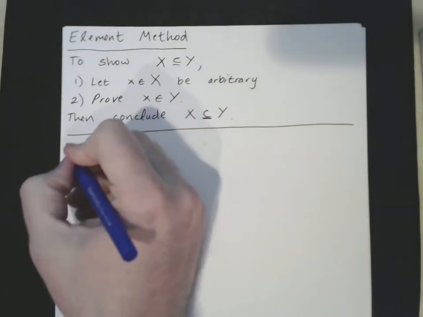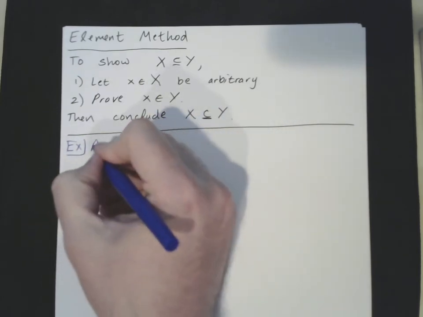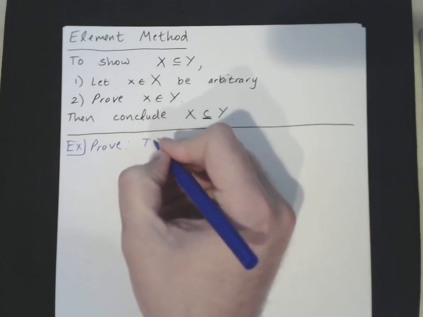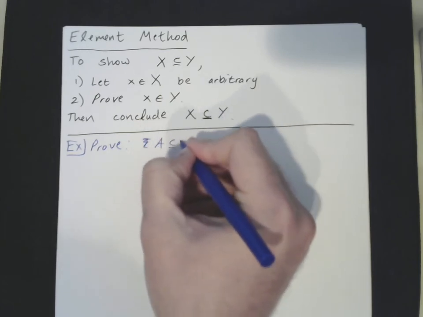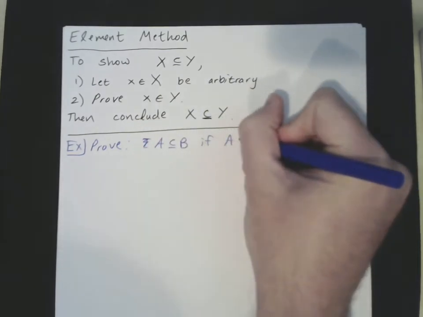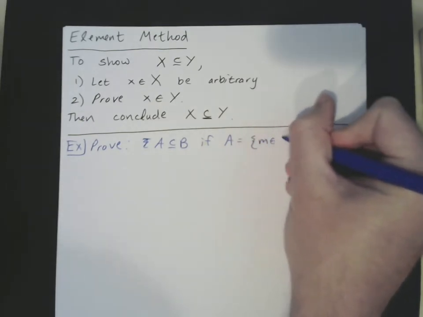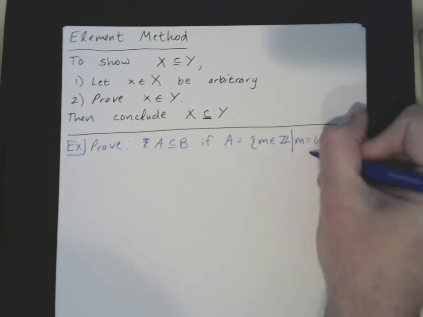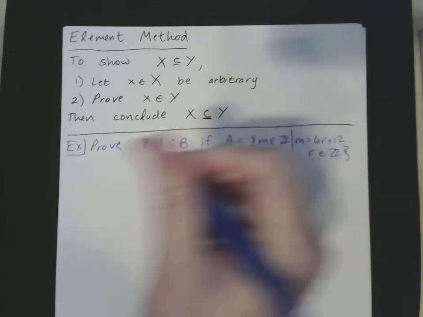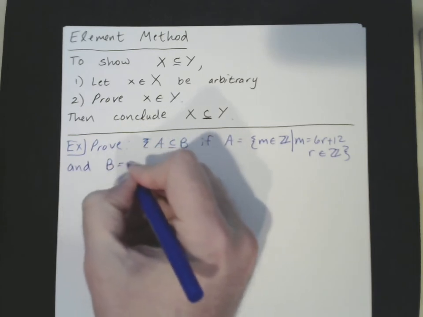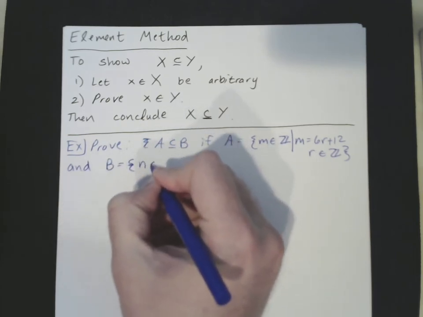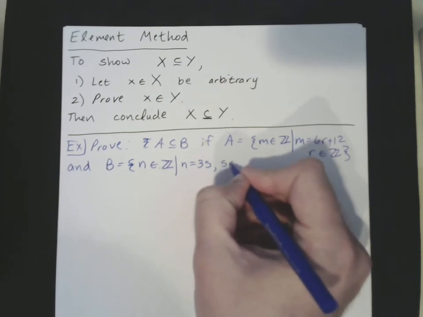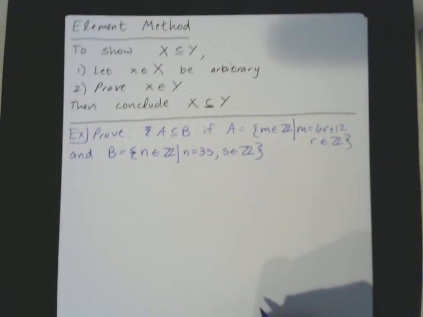So let's take a look at a little example. We are going to prove that A is a subset of B if A equals the set of integers m such that m equals 6r plus 12, where r is also an integer, and B is the set of integers n such that n equals 3s, where s is also an integer.